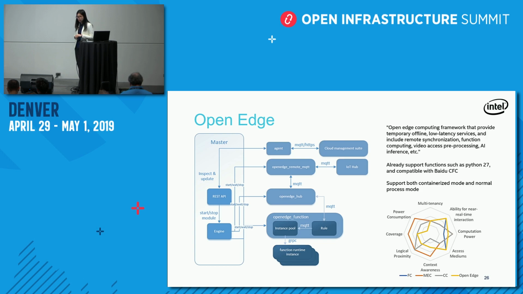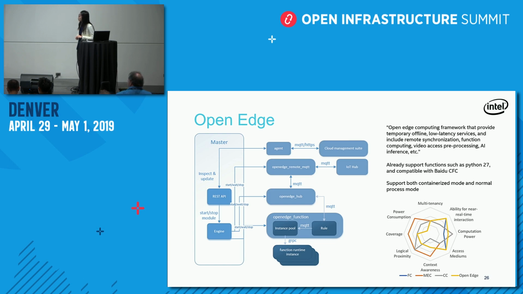And second, we're having the OpenEdge Remote MQTT service. It is an MQTT broker that's talking to the remote IoT hub. Here, it now supports the AWS IoT hub as well as Baidu's own IoT hub. And it can also talk to other MQTT brokers. And the third service is the OpenEdge Hub. The OpenEdge Hub is like a message bus to communicate between the functions and the remote MQTT service. And it can also talk to remote external devices.